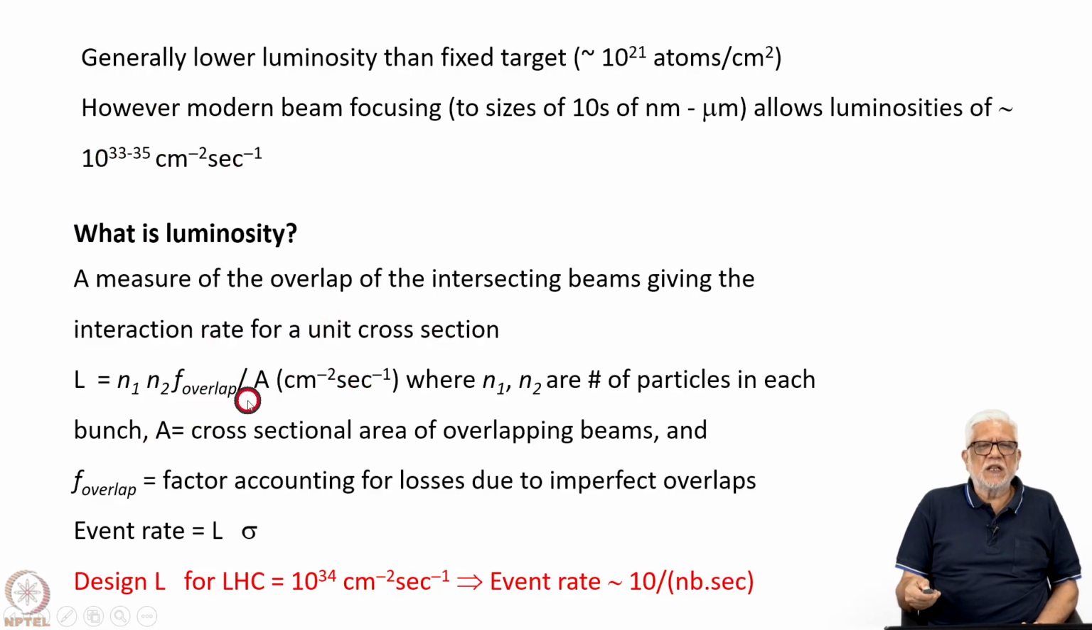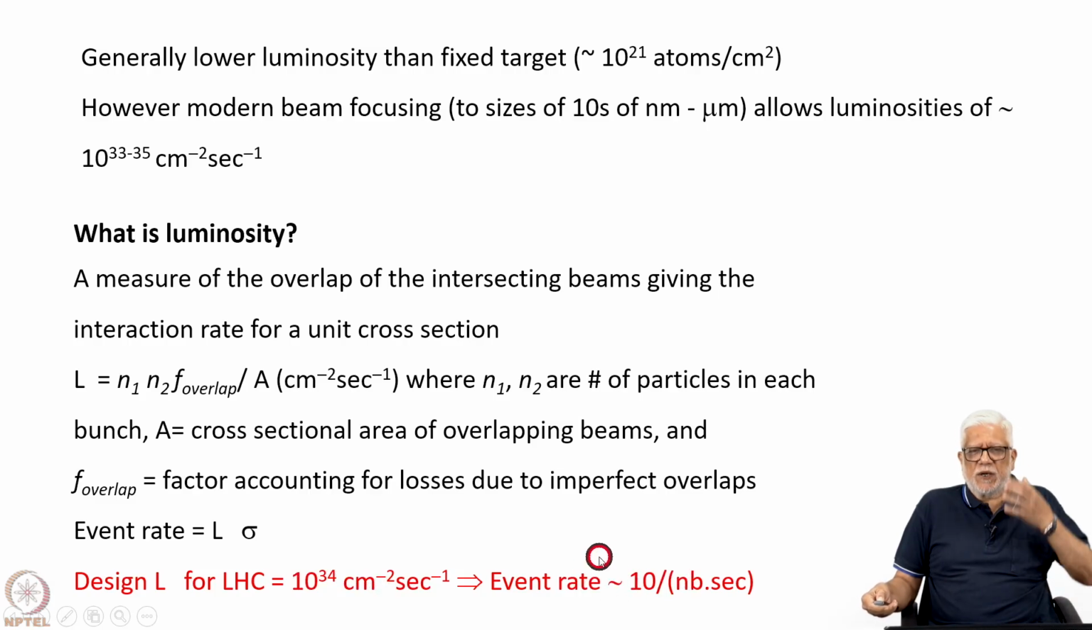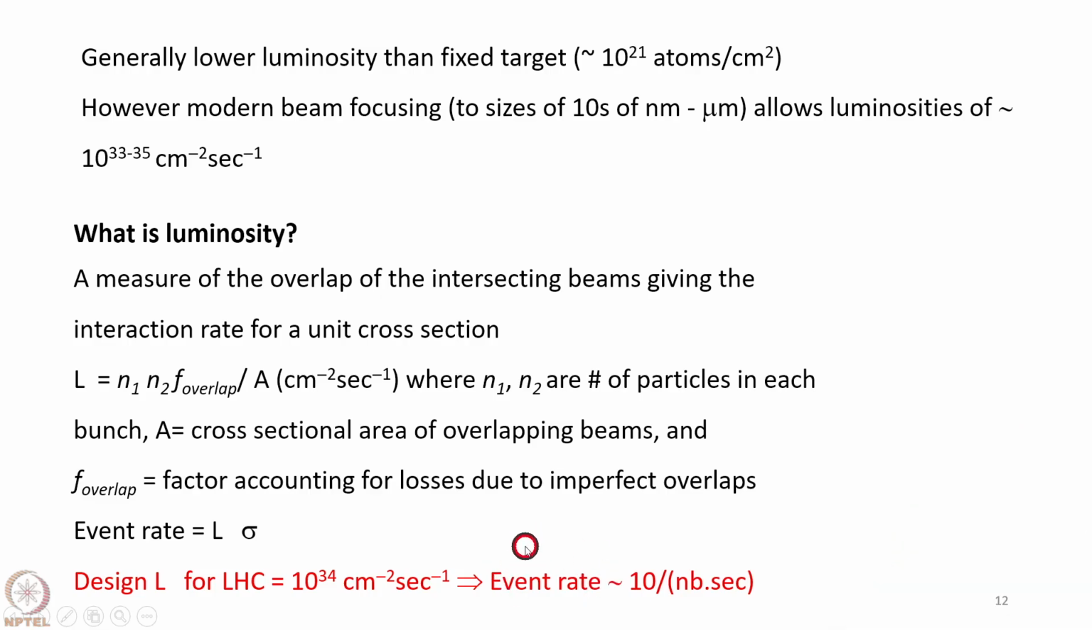Basically this tells you that if you have a certain cross section, how long it would take to get a certain event rate. So, for instance, if you have the LHC, which is designed to have 10 to the 34 centimeter minus 2 per second, then the event rate for a nanobarn is of the order of 10 per second. So, you can very quickly estimate, for a given luminosity and a certain cross section, what the event rate would be.